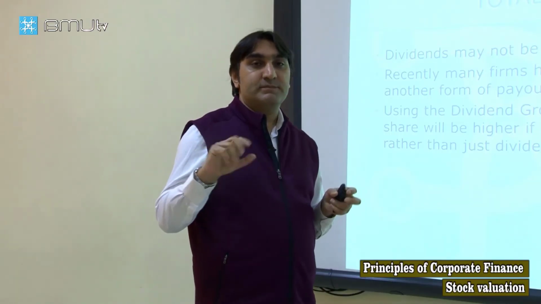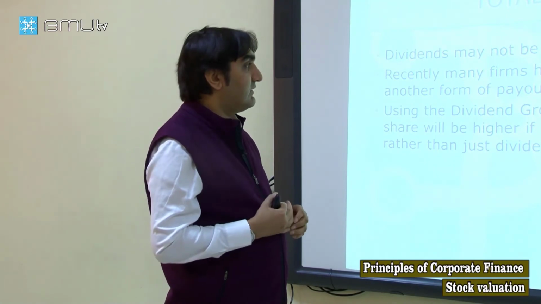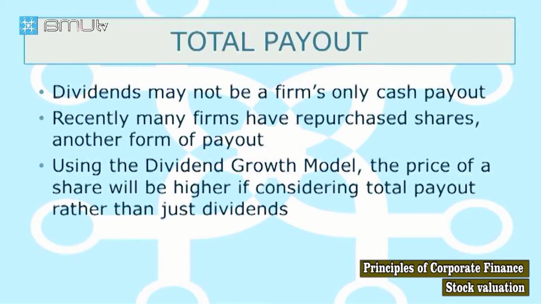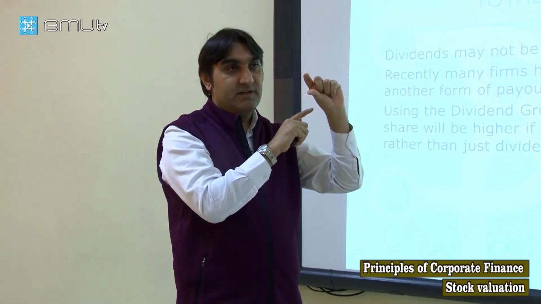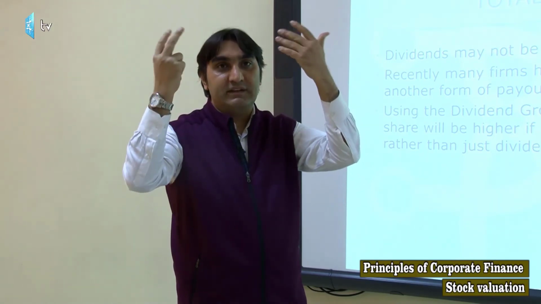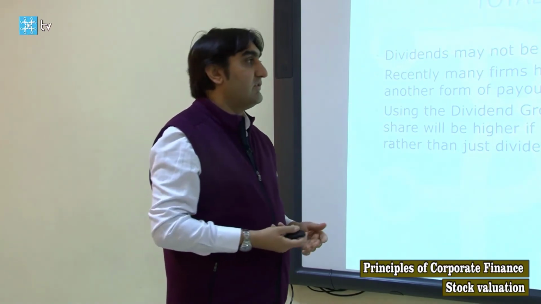Stock price is the present value of what they get, but sometimes companies not only pay dividends, they pay investors as stock repurchases. Using the dividend growth model, the price of a share will be higher if considering total payout rather than just dividends. That's straightforward because we calculated dividends and discounted back to present value. If we have total payout, it will be higher than dividends, so it is clear that the present value will be higher.